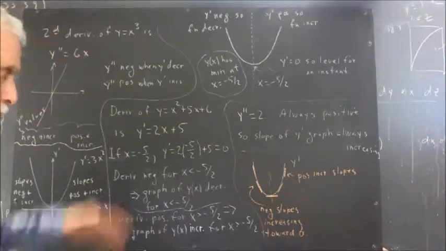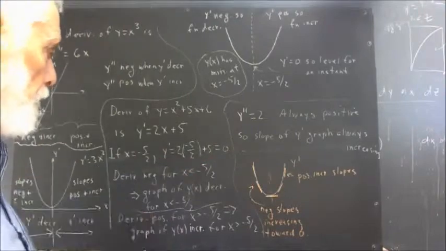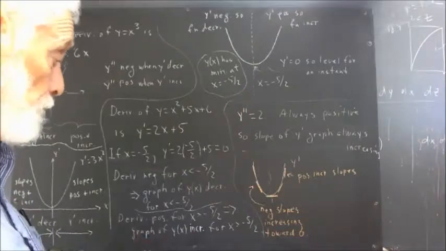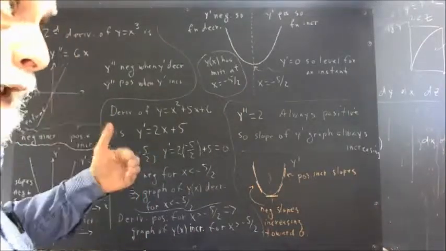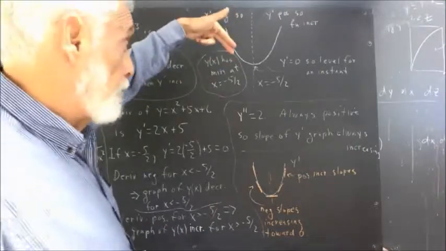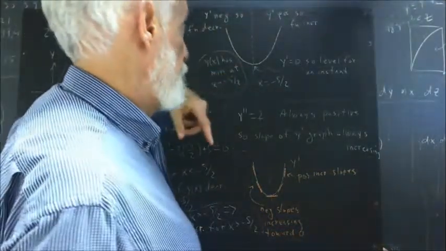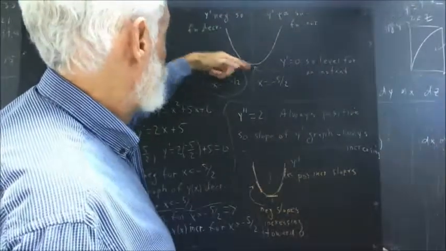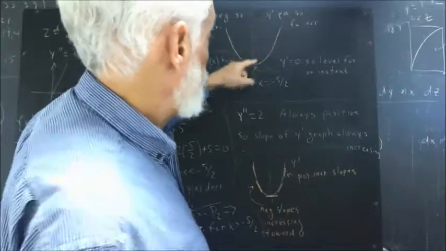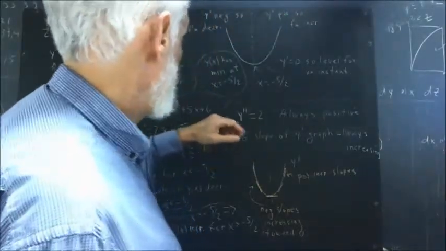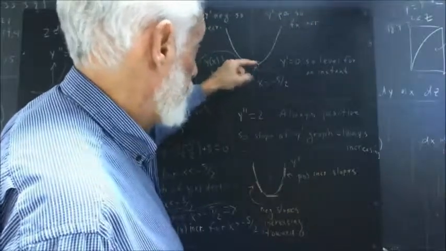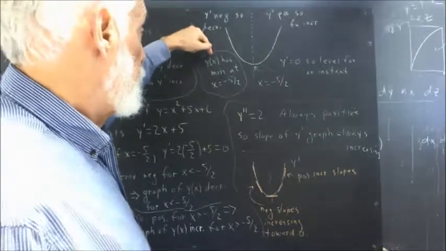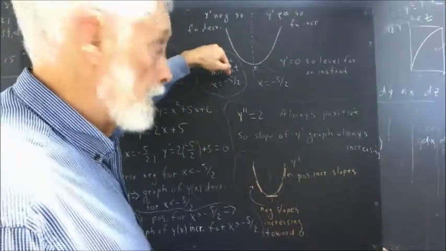Now, we've kind of been over all of that already. What we found out is the graph is level at x equals negative 5 halves, decreasing to the left of negative 5 halves, increasing to the right of negative 5 halves. We conclude that there's a minimum at negative 5 halves, that the y value of the function is minimized when x is negative 5 halves. So we've kind of depicted that here. y prime is negative, so the function is decreasing. Then y prime is positive, so the function is increasing. y prime is 0, so the function is level for at least an instant. And from all that, we conclude that y of x has a minimum at x equals negative 5 halves.